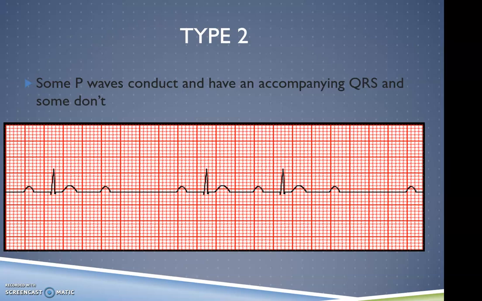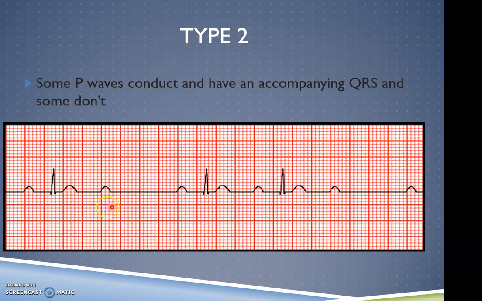Then if we go to type 2, this is the P wave. The PR intervals are consistent with every conducted QRS. They may be long, they may be prolonged, like this one's a 0.28, but it's consistent.